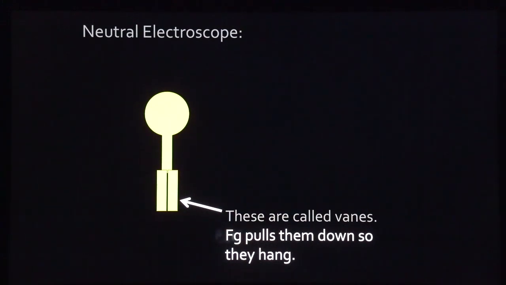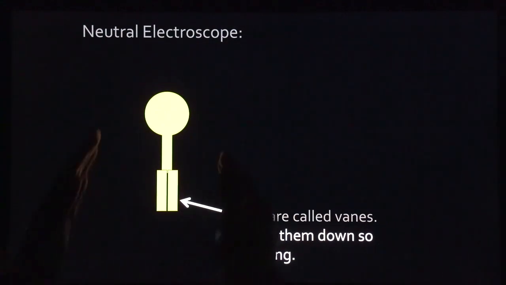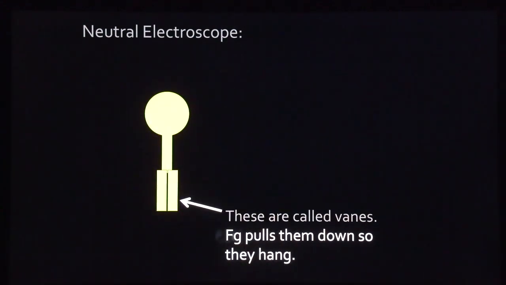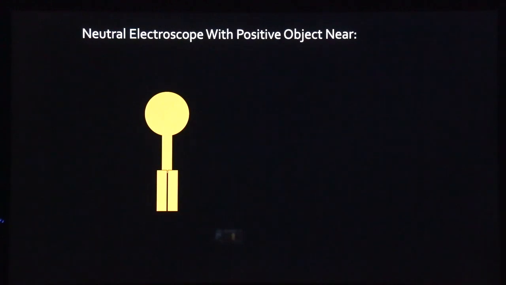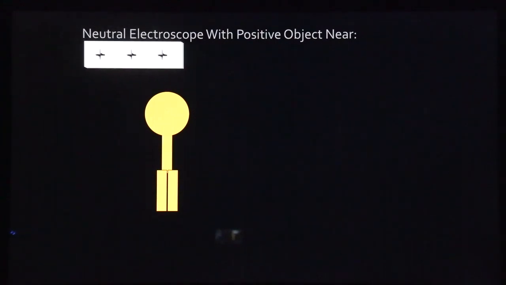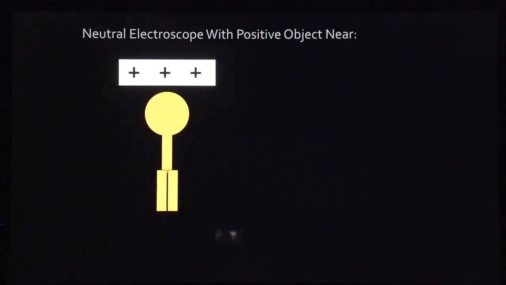When the vanes hang down, it's not because they're attracted. A lot of students think, oh, they attracted, they came together. No, it's because gravity makes things hang down. That's all. Now, what we're going to do is take the neutral electroscope and bring a positive object near. But we're not going to touch it. So here we go. Another little animation. There we go. I didn't touch it, right? I just brought it near. What does that do? Why does that make the vanes spread apart?